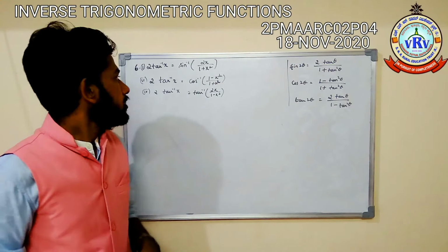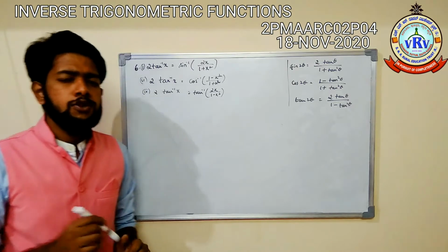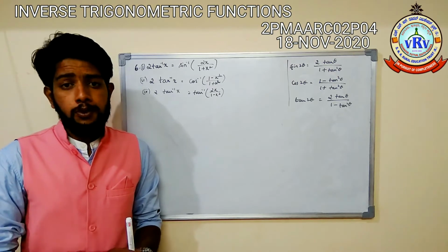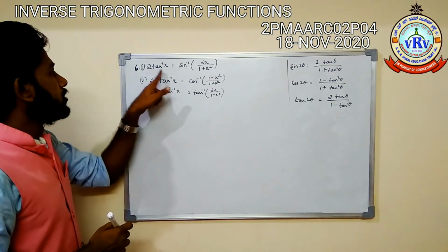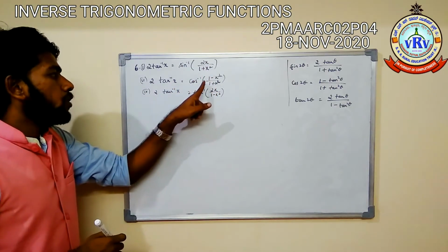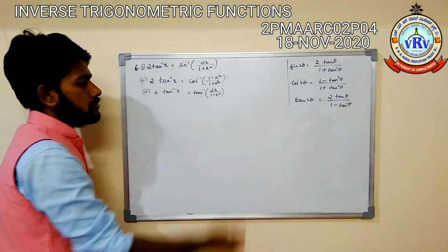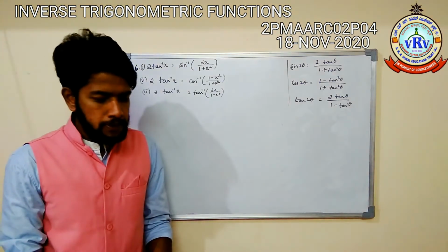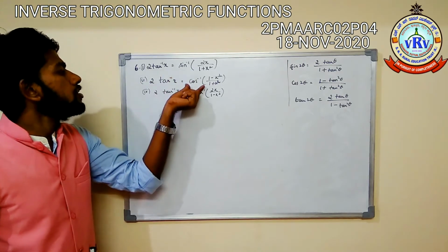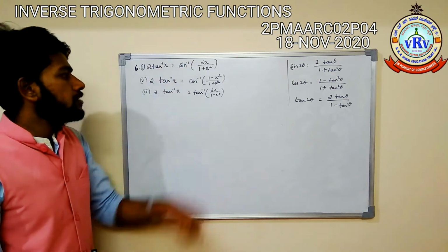Okay. The next property is like this, and the fifth property is the most important property. You can get many problems in the final examination depending on the fifth property. Okay, the sixth property is like this. 2 tan inverse of x is equal to sin inverse of 2x by 1 plus x square. 2 tan inverse of x is equal to cos inverse of 1 minus x square by 1 plus x square. 2 tan inverse of x is equal to tan inverse of 2x divided by 1 minus x square. This is nothing but we can convert 2 tan inverse function to the sin inverse function, cos inverse function, tan inverse function, or other form.